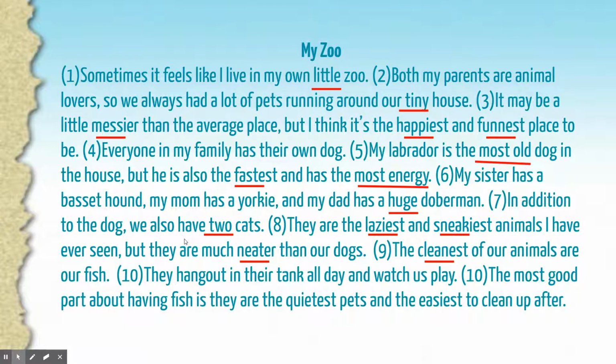The most good part about having fish is that they are the quietest pets and the easiest to clean up after. So this one has a mistake. We shouldn't say the most good. We're going to say the best part about having fish is they are quietest, describes the fish to all the other pets, and easiest describes the fish to all the other pets.